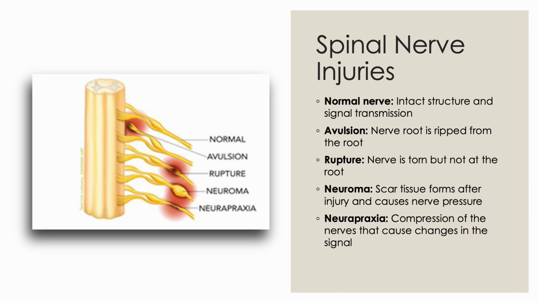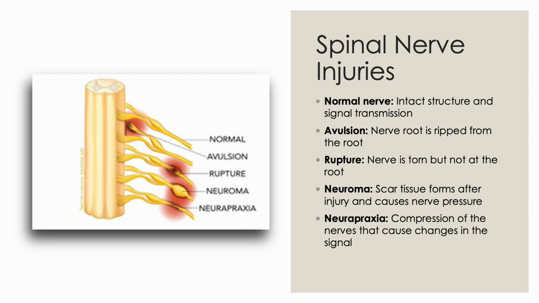Spinal nerve injuries can vary widely in severity. Listed here are a few of the common types. We have a normal nerve, which is fully intact and can carry signals efficiently between the spinal cord and the body. In an avulsion, the most severe injury, the nerve root is actually pulled away from the spinal cord. This usually causes permanent damage.